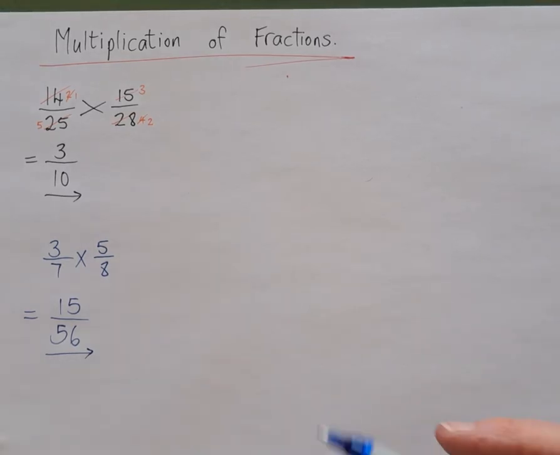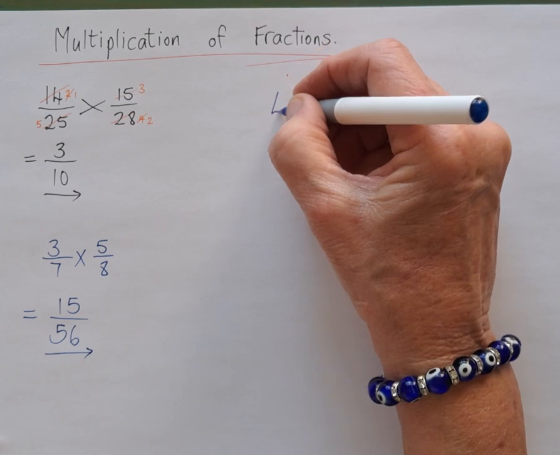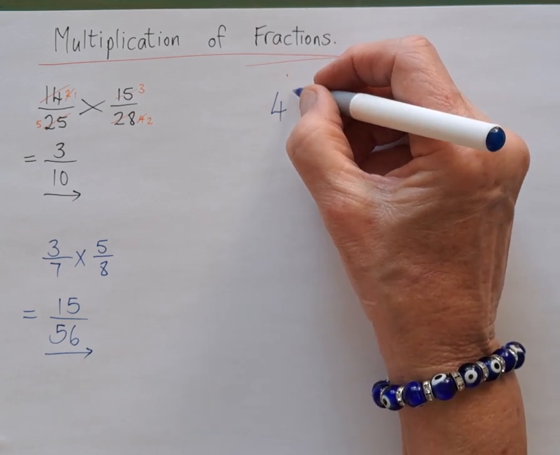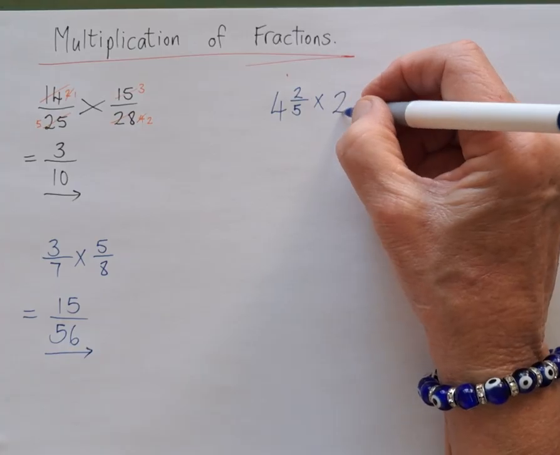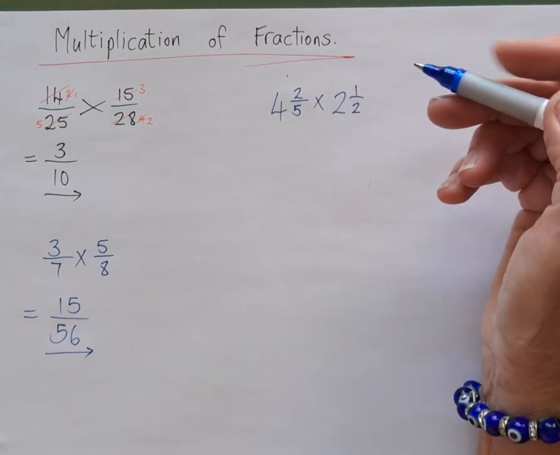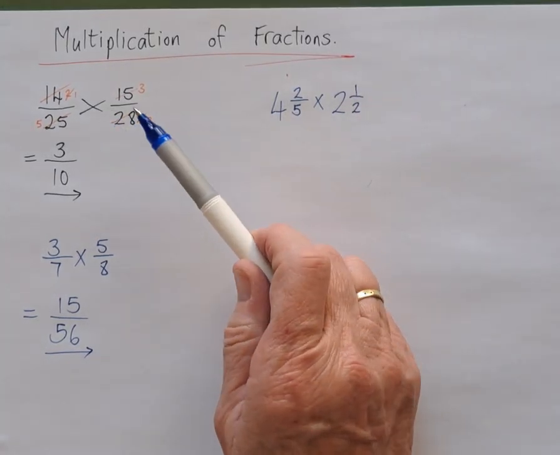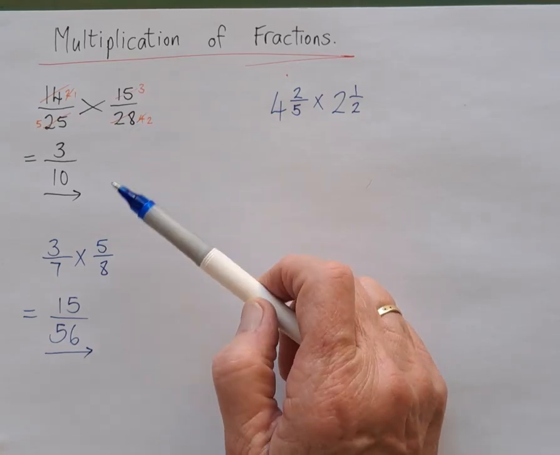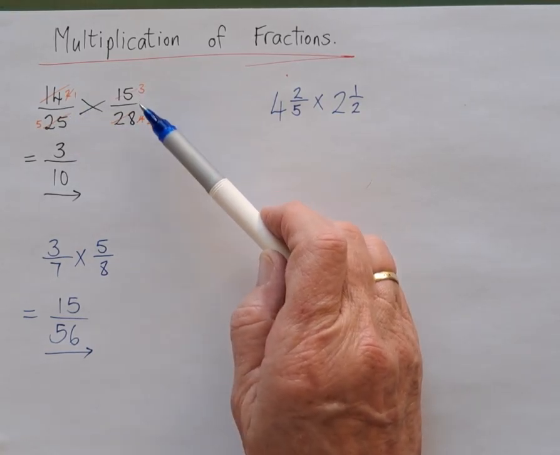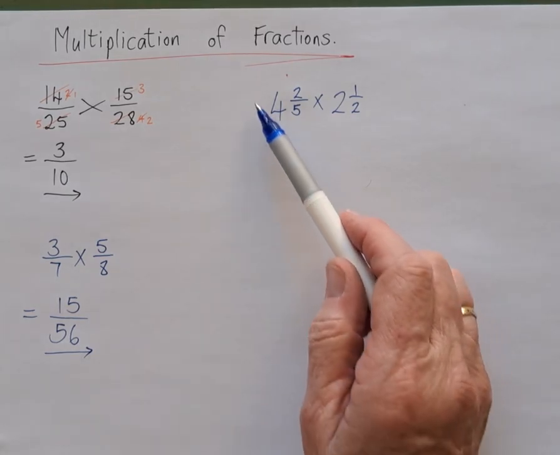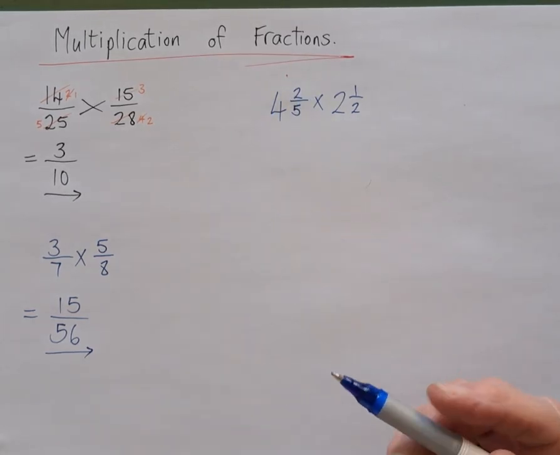So let's go on now and have a look at what happens if we have a mixed number, 4 and 2/5 multiplied by 2 and a half. So as I said over here, you cannot use the cross multiplication until you have a numerator over a denominator times a numerator over a denominator, and we definitely don't have that configuration here.